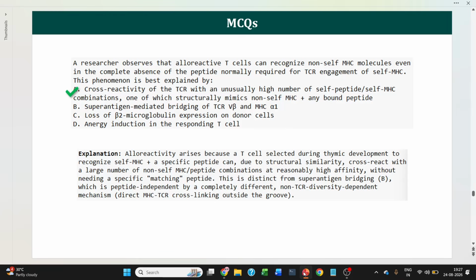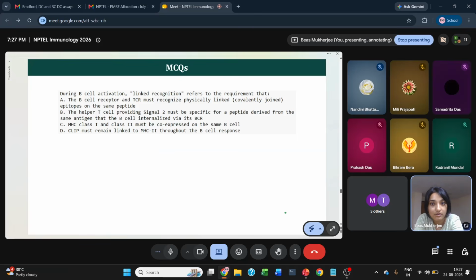And remember, this is only less than 10% of your total T cell population. Now during B cell activation, linked recognition refers to the requirement that B cell receptor and TCR must recognize physically linked, covalently joined epitopes on the same peptide. The helper T cell provides signal to must be specific for a peptide derived from the same antigen that the B cell internalized via its BCR. Yes. So B is the right answer.